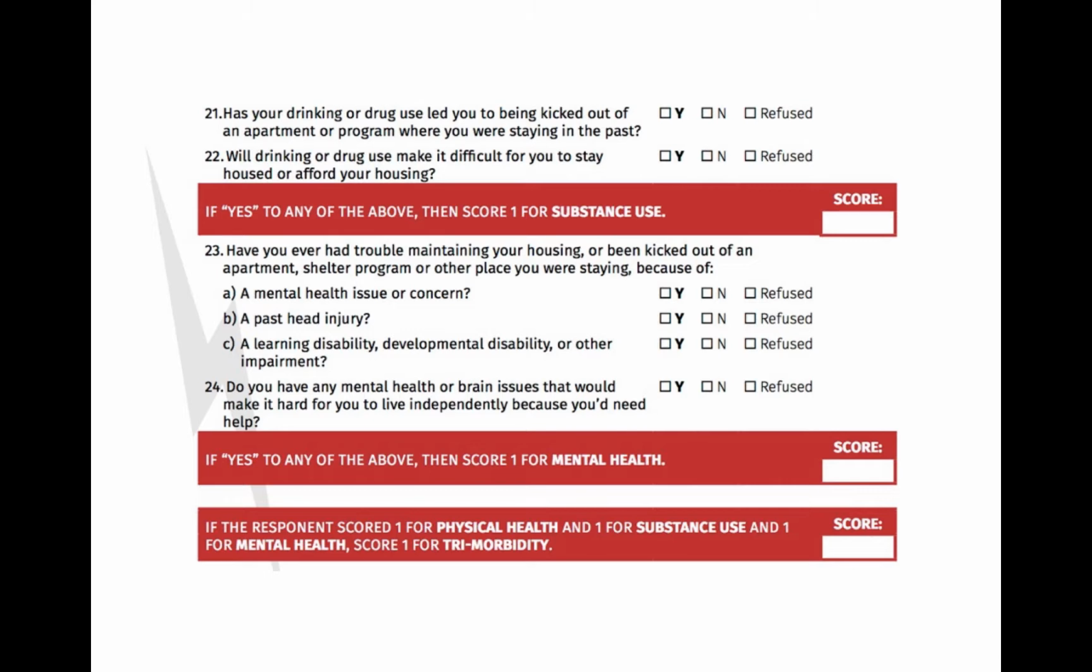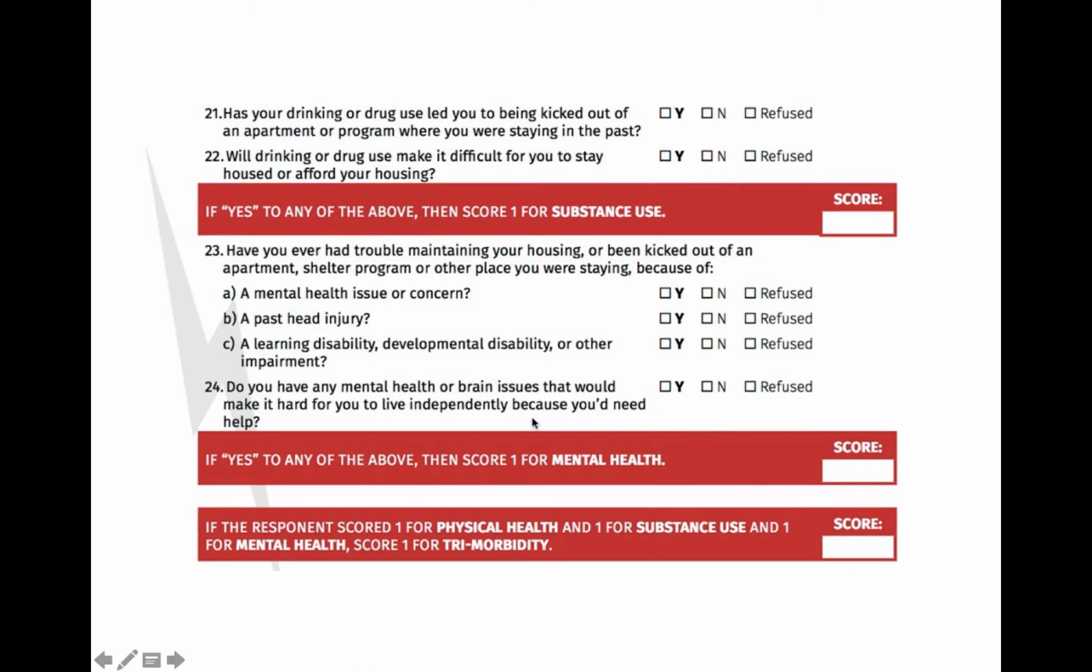Have you ever had trouble maintaining your housing or been kicked out of an apartment, shelter program, or other place you were staying because of a mental health issue or concern? Yes or no? Because of a past head injury? Yes or no? Because of a learning disability, developmental disability, or other impairment? Yes or no? And do you have any mental health or brain issues that would make it hard for you to live independently because you'd need help? Yes or no? Okay, and then those give you some answers for mental health.